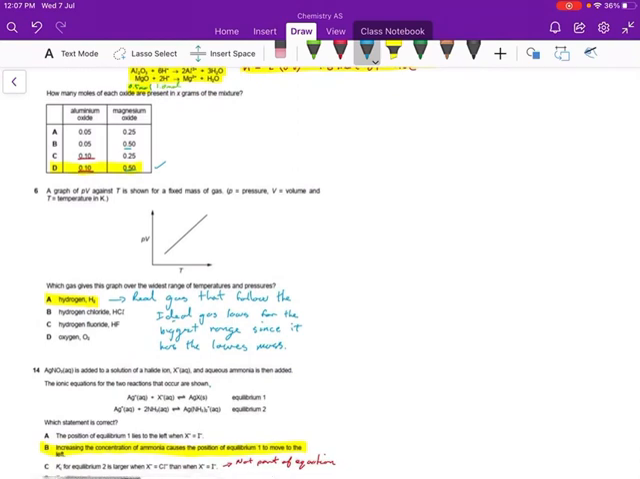Question 6, a graph for PV against T is given. So it's just for a bit of a section in there, and they ask which gas gives the graph over the widest range of temperatures. So it's going to be your real gas that behaves as an ideal gas for the longest period of time. Now, you need to also remember what the basic principles thereof are.